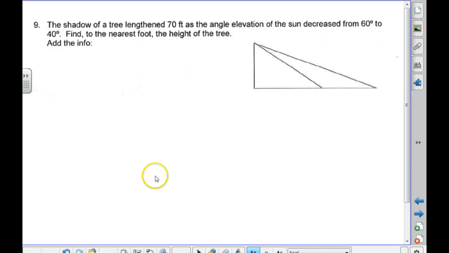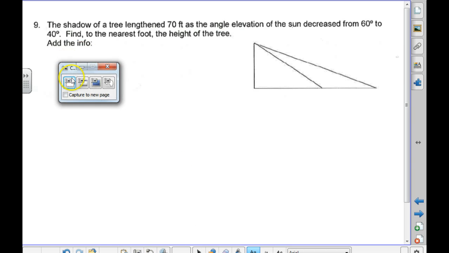All right, let me see if I can snap a picture and make this a little bit bigger so that I can write on it.